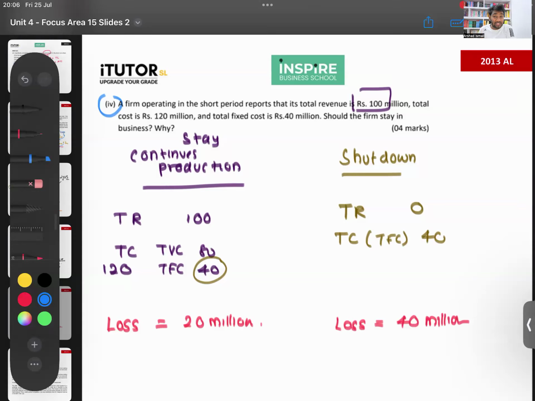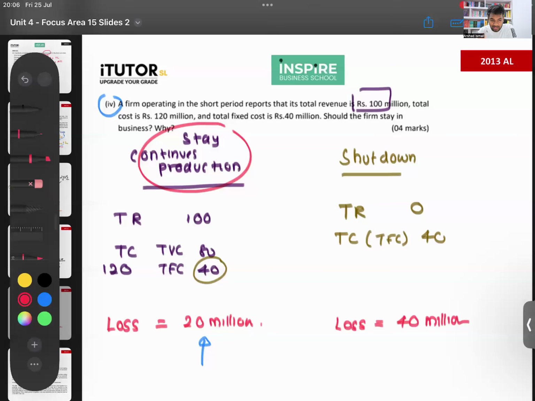What is the firm's objective? A firm's objective is to maximize profit or minimize losses. So if you're making a loss now, try to minimize your loss. So where is your loss minimized? Your loss is minimized here, no? When you're making a 20 million loss. So this story is what you have to explain, guys. They are asking you, should the firm stay in business? Why? So you have to now explain this.